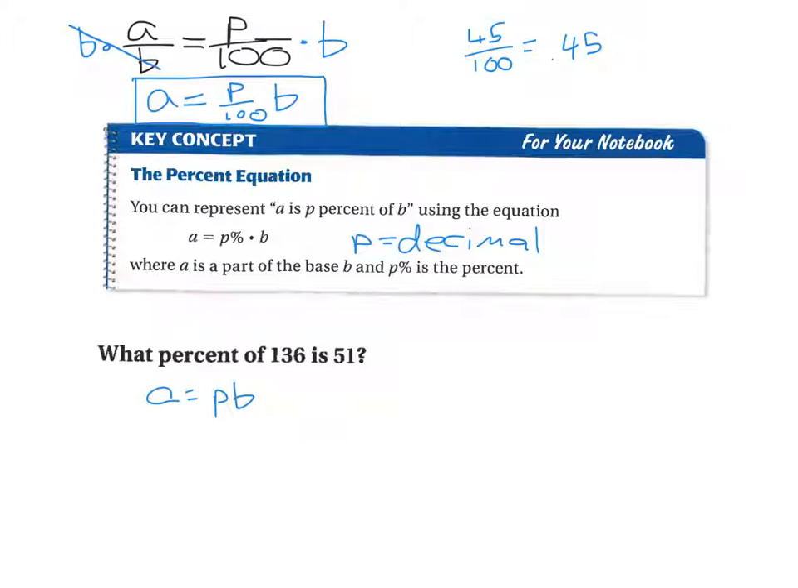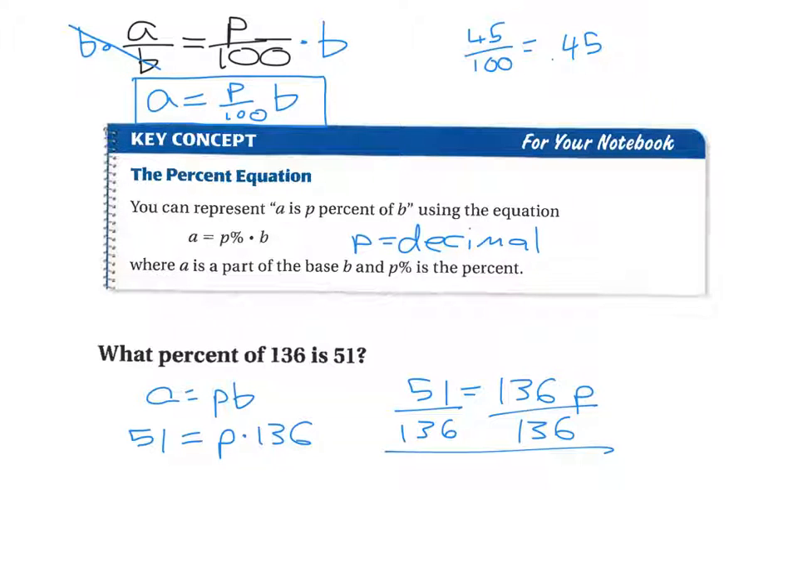And we're just going to plug in our values. Now, I know that the part in this problem, the smaller amount, is 51. 51 is what percent of 136, right? So we could rewrite this as 51 equals 136p. And we just divide both sides by 136.